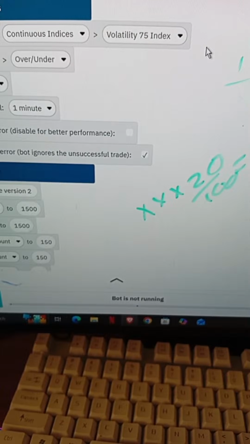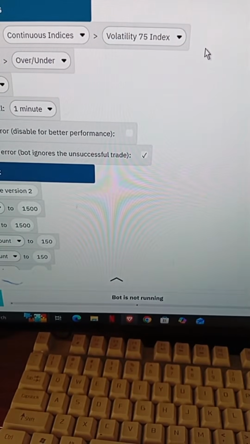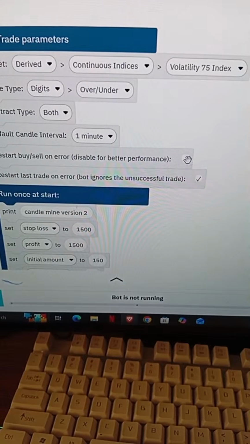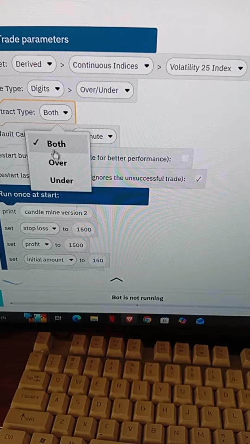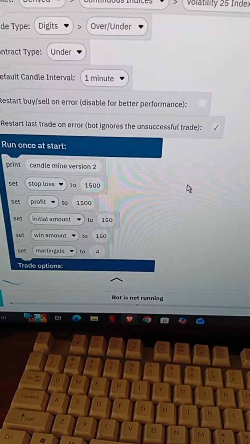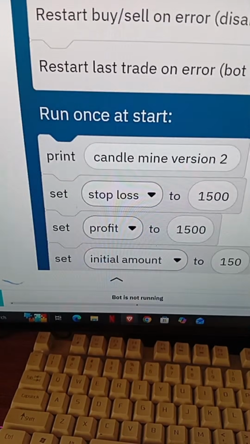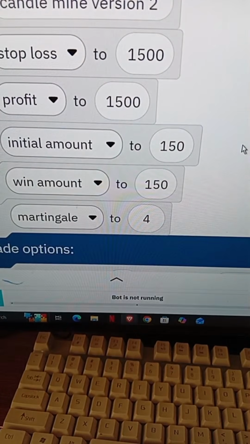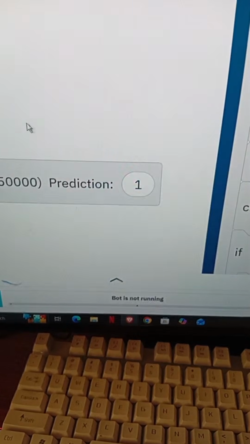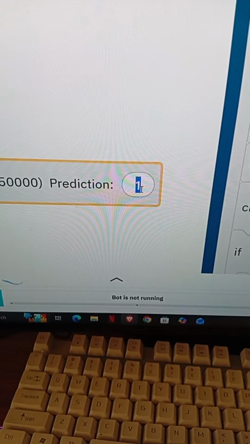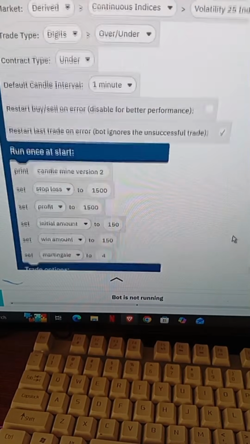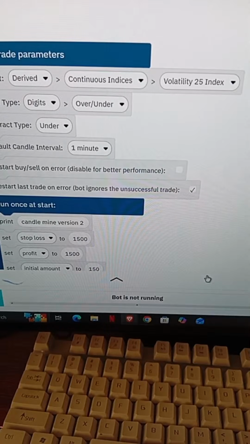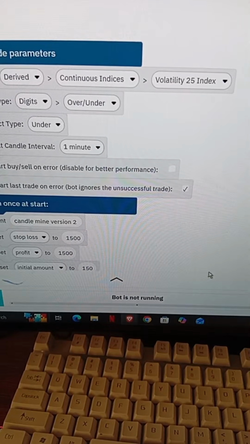Somebody asked if I use a trading bot. Yes, Vincent, I usually use a trading bot. The bot I use is called the Candle Mine version 2. Basically you come to your bot, you set it to, let's say, volatility 25, and you set under. You can see the name of the bot there, Candle Mine version 2. Ensure your stake and the initial amount are well set, and then you come to your prediction. If you're trading under 8, you put 8. After that, you are ready to trade and begin. That is basically how you set up a bot.